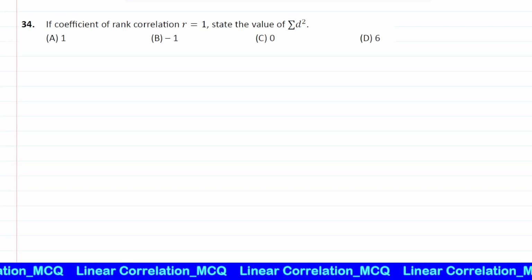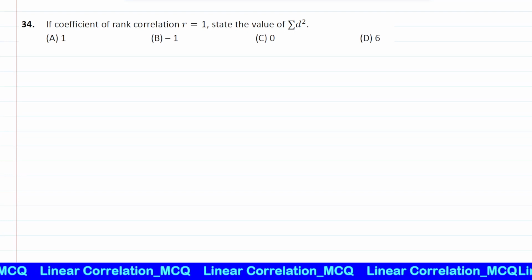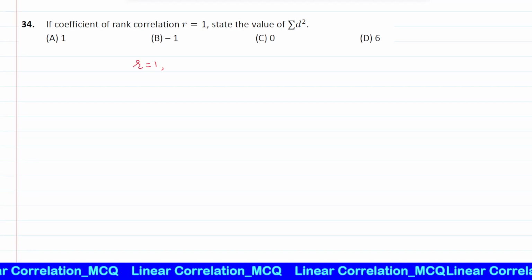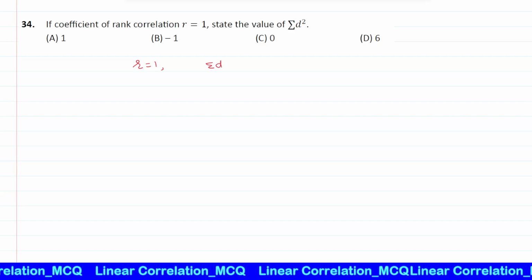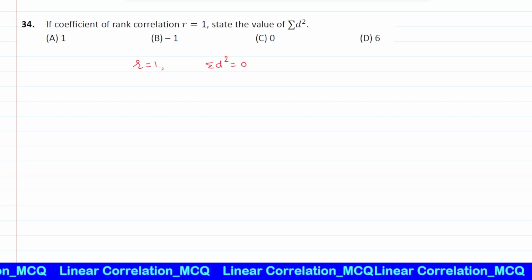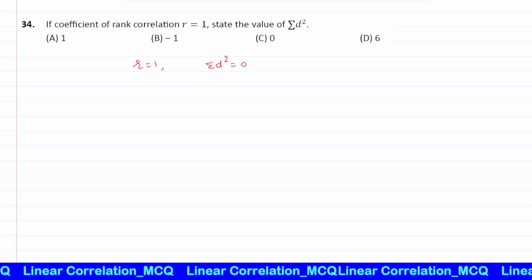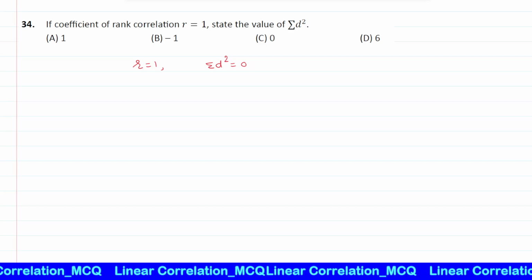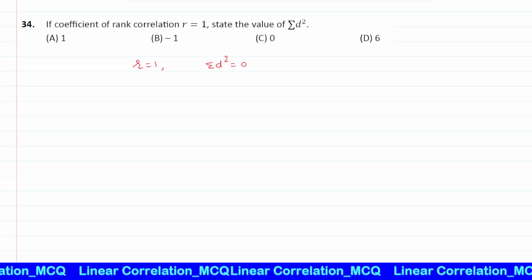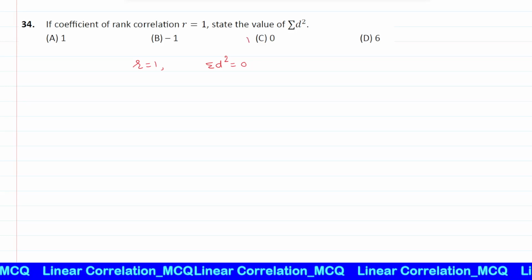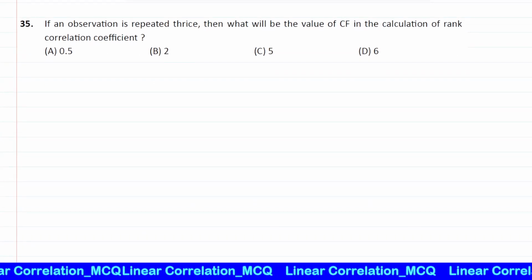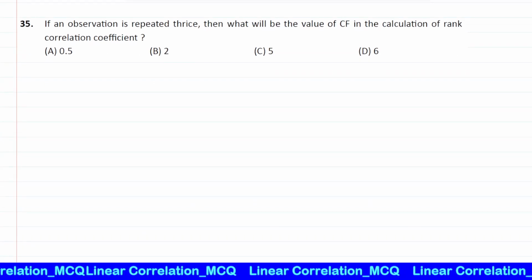Question number 34. If the coefficient of rank correlation is equal to 1, then the value of sigma d square equals what? In an earlier question we learned that if sigma d square equals 0, then r equals 1. So sigma d square should be equal to 0, which is the correct option. Option C is correct.